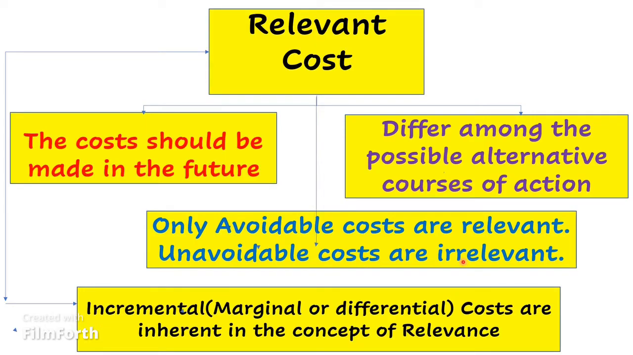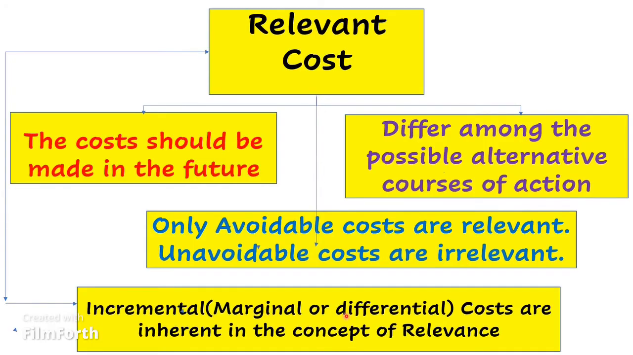Unavoidable means which has already been incurred. They are also known as sunk cost or you can say committed costs. For example, suppose you're running a factory and you have already paid the rent for the past 1 year. So that rent which has already been paid, it's an unavoidable cost, committed or sunk cost. So it is irrelevant to any future business or decision making scenario.